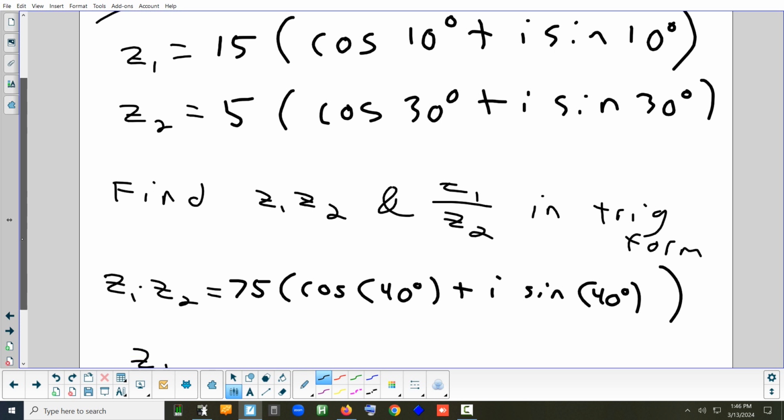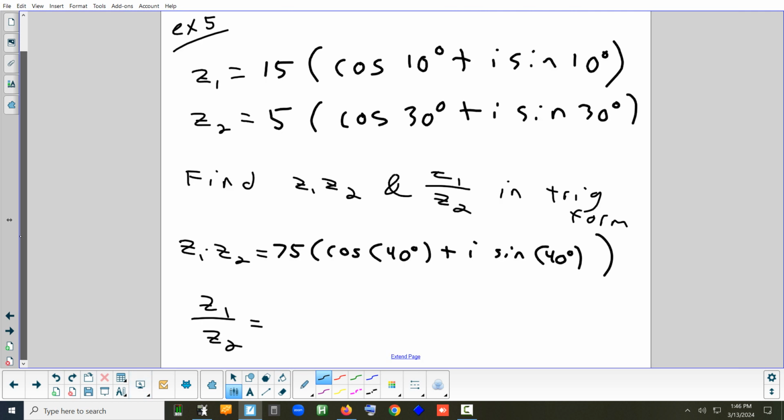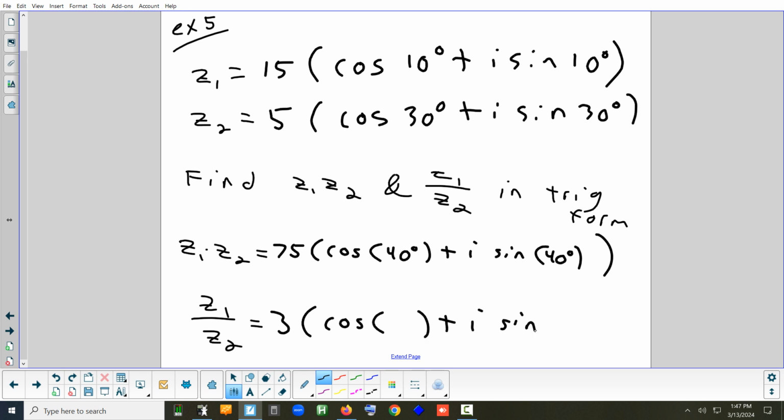Okay, let's divide them. What's your new radius when you divide? 3. Okay, radius is 3. What about your new angle? Is it 340? Well, don't go too far ahead. Yes, it could be. But can you tell me what you were thinking before you got there? Yes, negative 20.